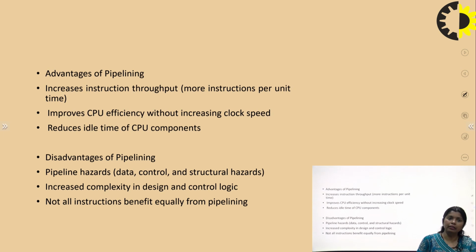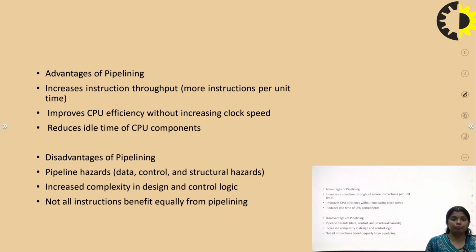So here in the pipeline system, because the instructions are segmented, more instructions per unit time are executed and the throughput is increased. It increases CPU efficiency and speed, and reduces idle time. Suppose you have to execute 100 tasks within 50 seconds, but when you use the pipeline method, it may take only 10 seconds for all 100 tasks. So it reduces the idle time of the CPU component.